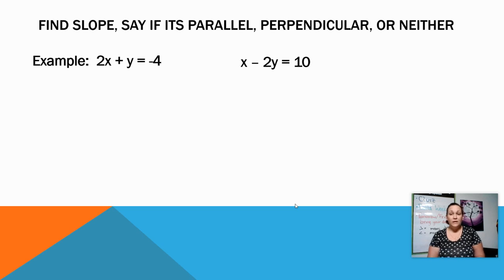What we need to do is change each of these lines into slope-intercept form so that we can state what the slope is. I'm going to start with the equation on the left, 2x plus y equals -4. To get that into slope-intercept form, I'm going to minus the 2x on each side. This equation is now in slope-intercept form. My letter y is all by itself. Everything else is on the other side. So I would say I'm done changing this equation.